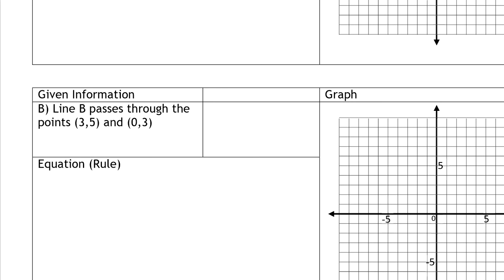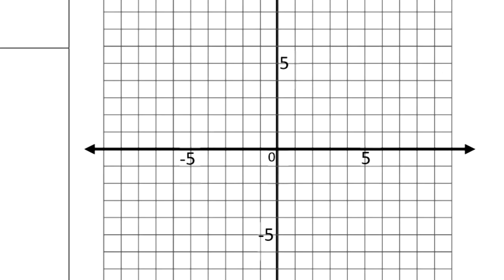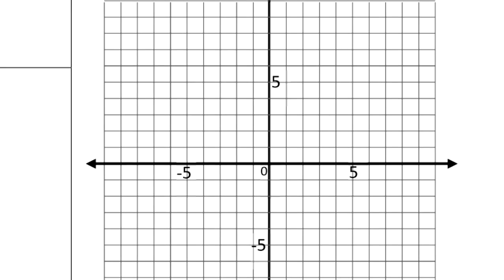Let's move on to question 2. It says line B passes through, and we're given 2 points here. One of them is at 3, 5, and the other one is at 0, 3. So let's plot the point at 3, 5 first. Here's x is 3 and y is 5. And the other point is at 0, 3.